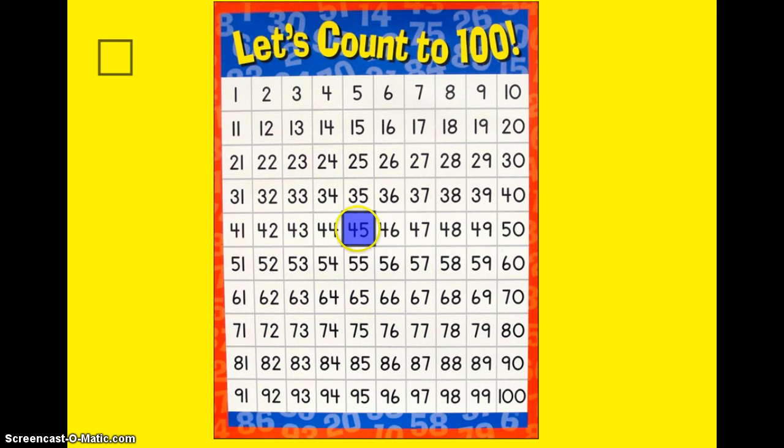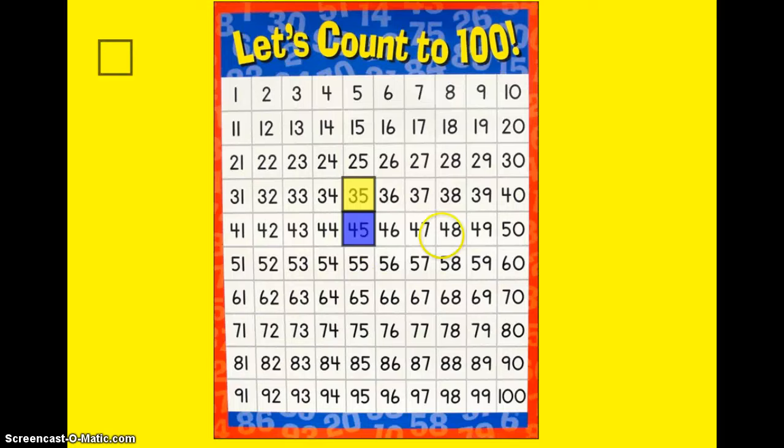Starting at 45, 1, 2, 3, 4, 5, 6, 7, 8, 9, 10. 10 less than 45 would be 35. If I wanted to count and find out what 10 more than 45 would be, I could use the very same process, except this time I would count forward instead of backward.